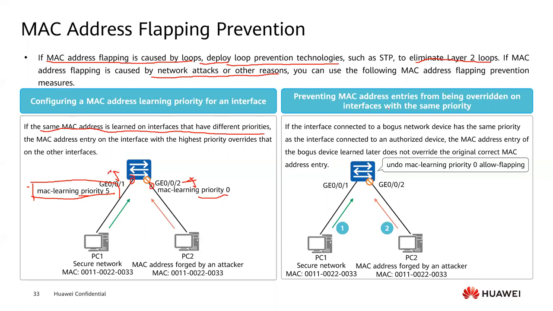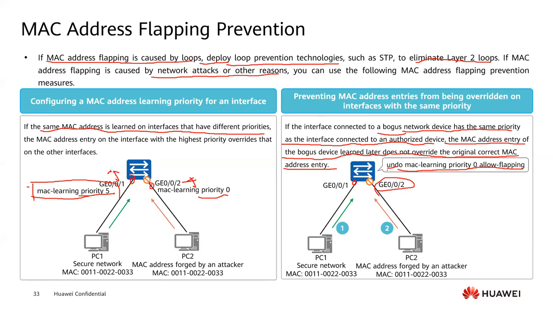Another thing is we can use the command undo mac-address learning priority or the flapping-prevention command. It means if the interface connected to a bogus network device has the same priority as the interface connected to the genuine device, the MAC address entries of the bogus device learned later don't override the original correct MAC address entry. What it means is that the override action will not happen. It means whoever is learned first stays. For this port, you can close this function.